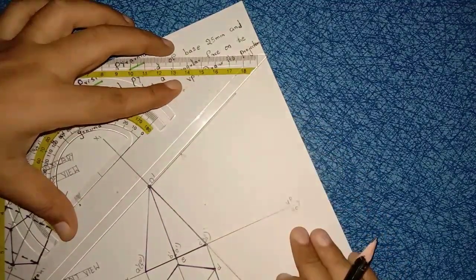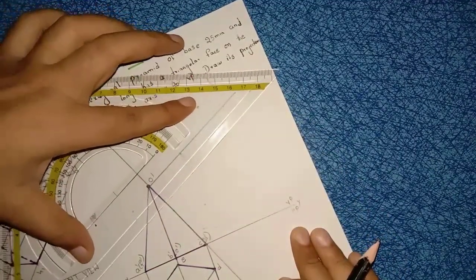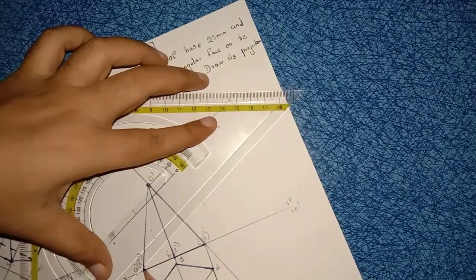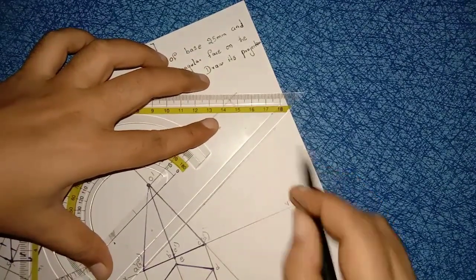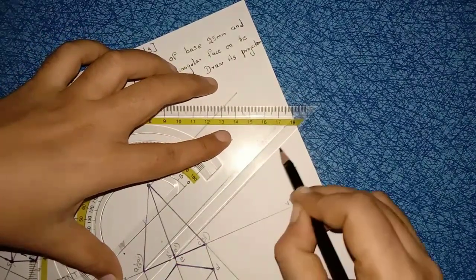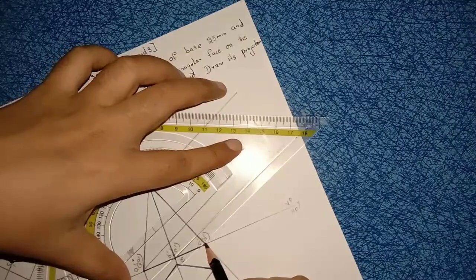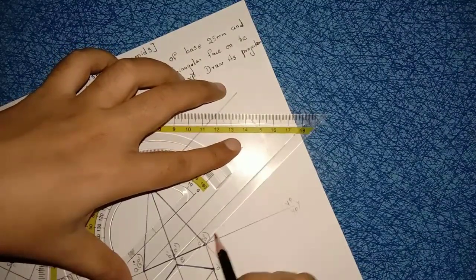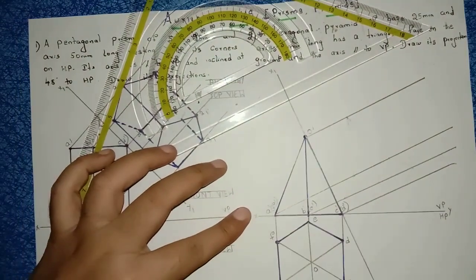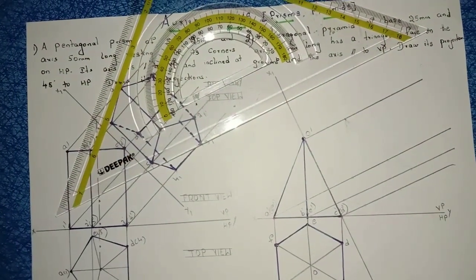Draw the line. Now exactly parallel to this one, just move your scale or set squares like this. From A1 dash also draw the parallel line. From B1 dash draw the line, and from C1 dash draw the line. Right, now same process.